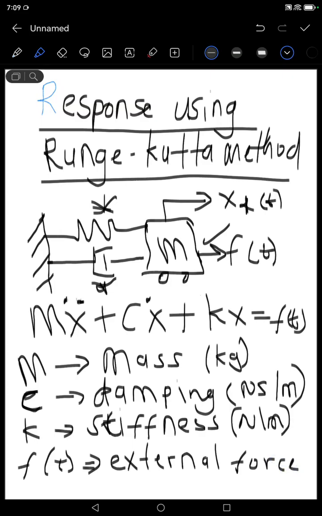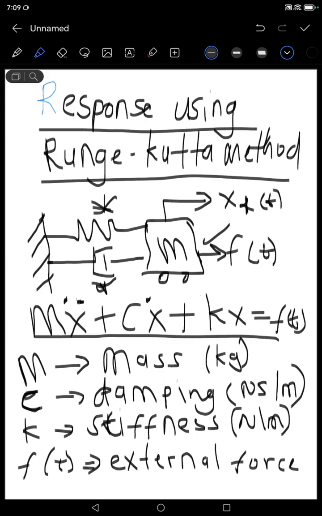So guys, this is just Newton's law, F equals ma, but written for a spring, a damper, and a mass. So this whole thing is Newton's second law, F equals ma, written for the spring, for the damper, and for the mass. Okay, so now let's continue. Remember, we're doing the response using the Runge-Kutta method.